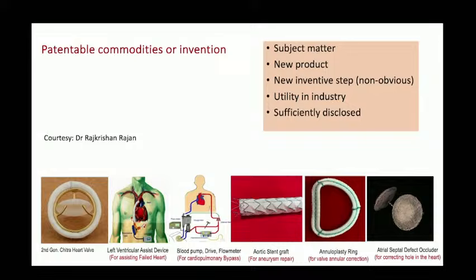So, what are patents? Patents are subject matter or new products, new inventive steps, utility in industry, or which are sufficiently disclosed. Okay, so this is what a patent is. Now, you can see that many devices have been made. This Chitra second generation heart valve has now been implanted in 42 patients, and there's been no complication. Then left ventricular assist device, blood flow meter, aortic stents, annuloplasty rings, atrial septal defects, they've all been made.